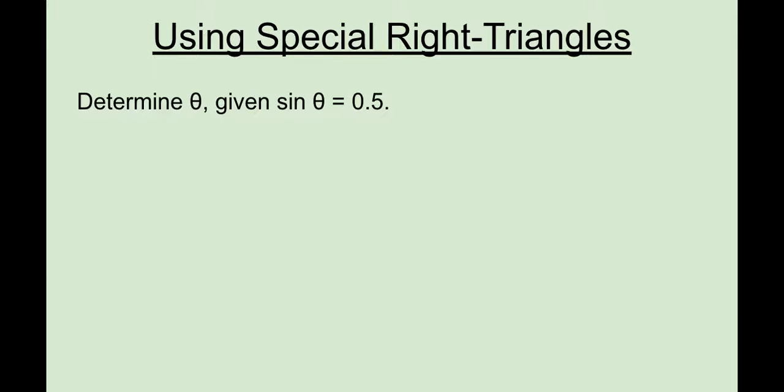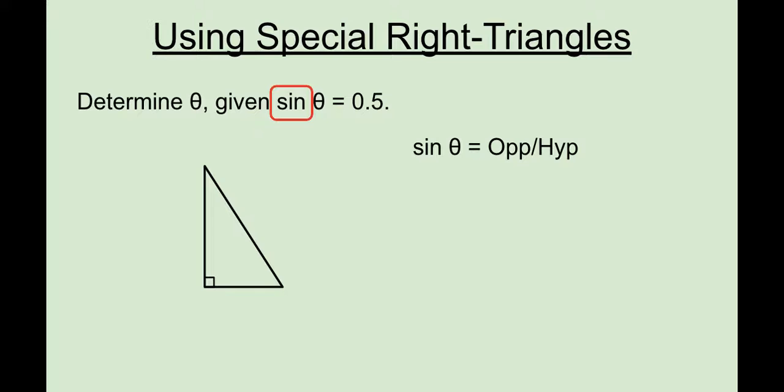Okay, so now let's go the other way. What if I told you that sine of theta equals a number? Now, I didn't tell you what theta was. In this case, I'm giving you the ratio of sides, and I want to know what angle it came from. Same thing: we have sine, so I know I'm dealing with right triangles. So let's throw up our right triangle. I know sine, again, is opposite over hypotenuse. That's right triangle trig.